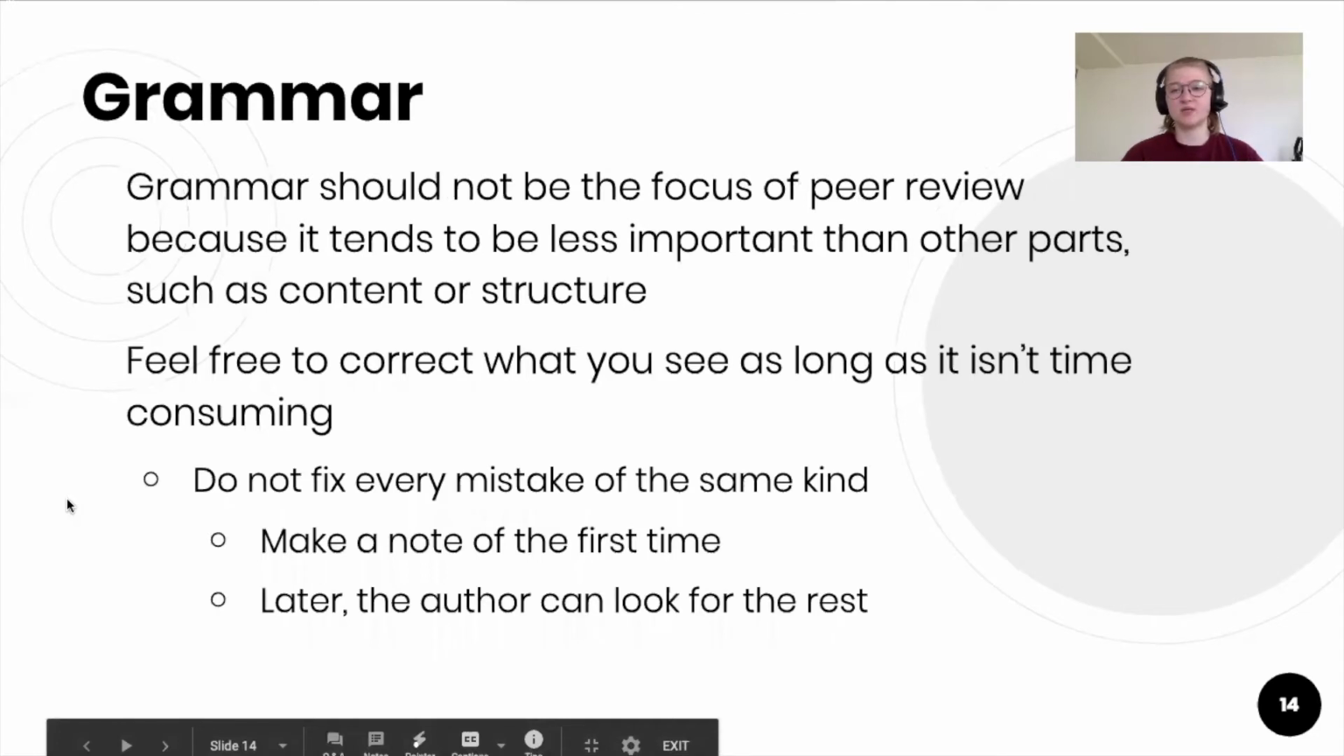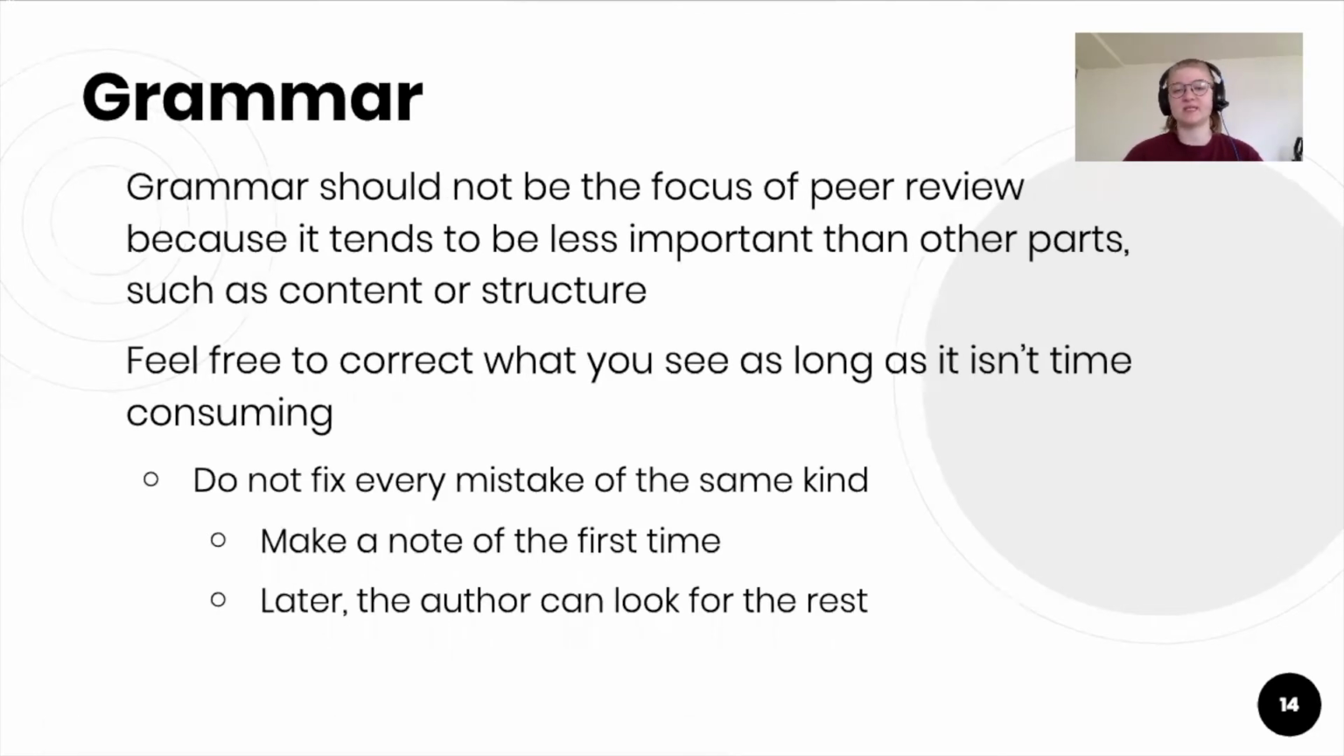The next thing we're going to talk about is grammar. So grammar should not be the focus of peer review because it tends to be less important than other parts, such as content or structure. If somebody makes a couple grammar mistakes or punctuation mistakes, whoever's reading it will still be able to understand what their argument is saying. But if their structure or content is incorrect, it will inhibit the reader's ability to understand it. But if you happen to see some grammar or punctuation mistakes, you can feel free to correct them as long as it's not time-consuming.